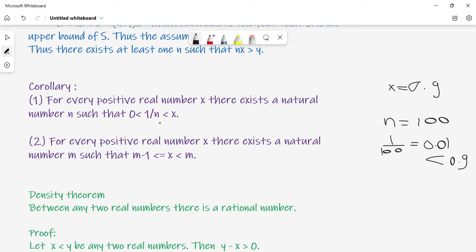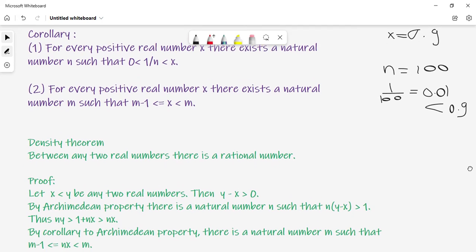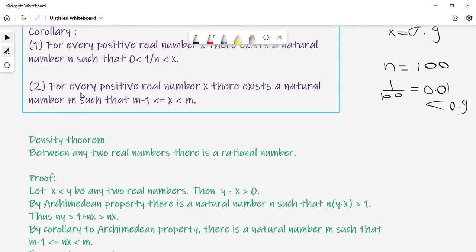And why write 0 less than? What does 0 less than mean? It means this is positive, and a reciprocal of a natural number has to be positive. Okay. Now let us go to the second corollary.